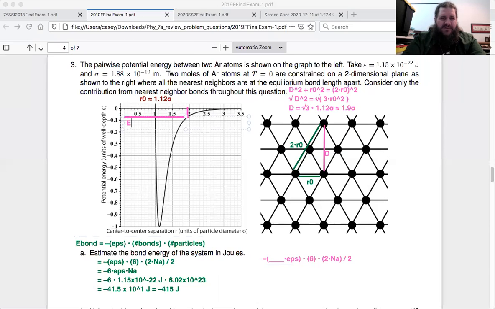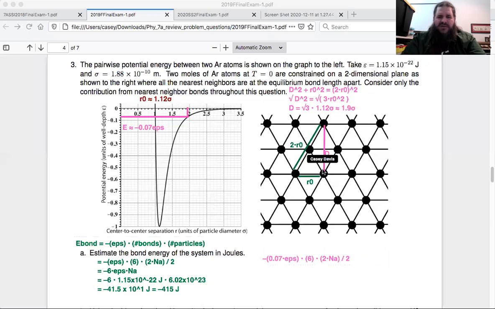So the energy of this bond is about negative 0.07 epsilon. And this is not terrifically exact because we're just estimating based on the graph, but that should probably be close enough. So like I said, the energy of that bond is some fraction of epsilon. We now know what that fraction is, negative 0.07. So we fill in the 0.07 here.